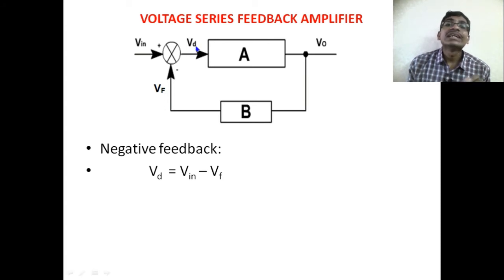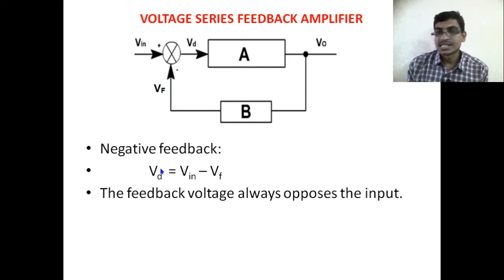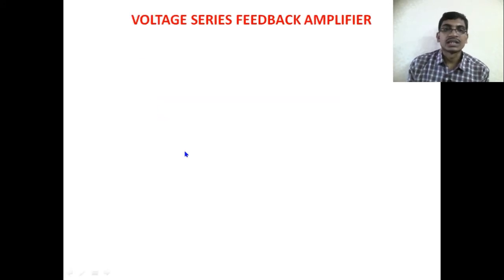Therefore the differential input voltage Vd is equal to Vin minus Vf, which is comprised of two input signals Vin and Vf. The feedback voltage always opposes the input signal. So as it is the negative feedback, the feedback signal Vf always has the opposite sign to the input signal.